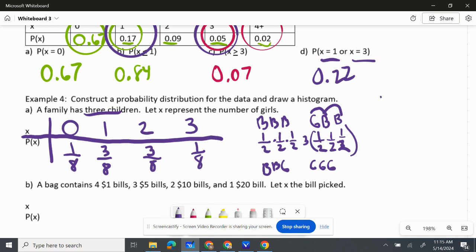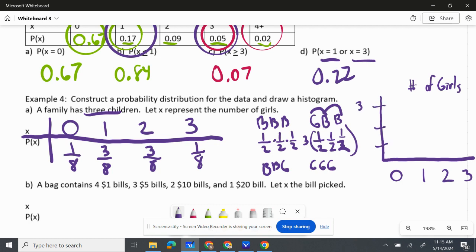Now, the next thing we're going to do is draw a histogram. This is going back to Algebra 1. We have 0, 1, 2, and 3, and we're talking about number of girls. The highest probability is 3/8, so 1, 2, 3, and that would be 3/8, and we're talking about the probability. And so when we do our histogram, we have 1/8, we have 3/8, 3/8, and we have 1/8.